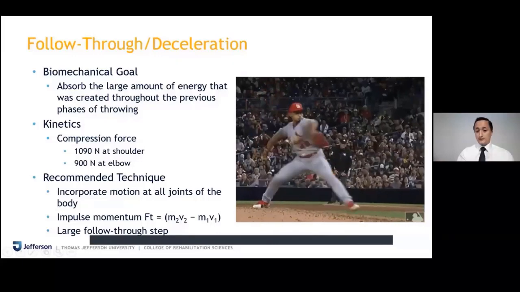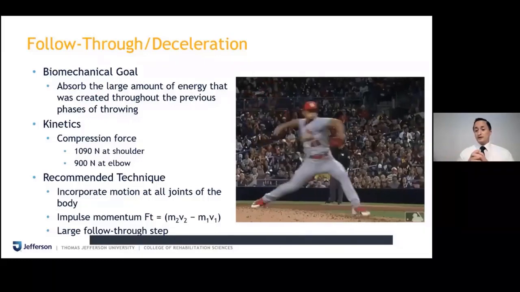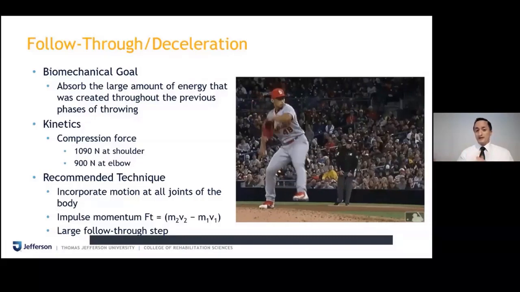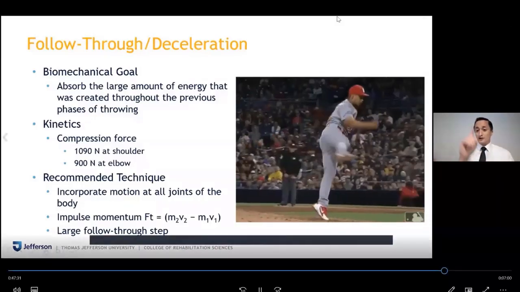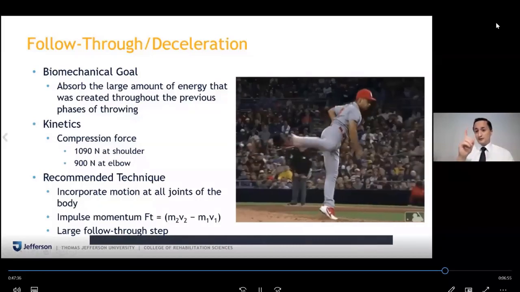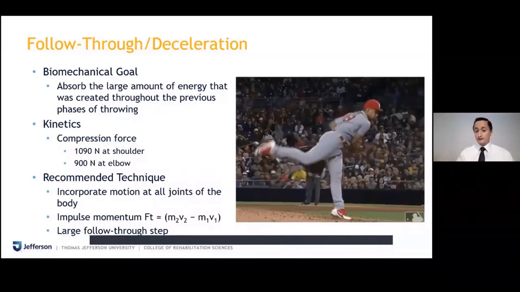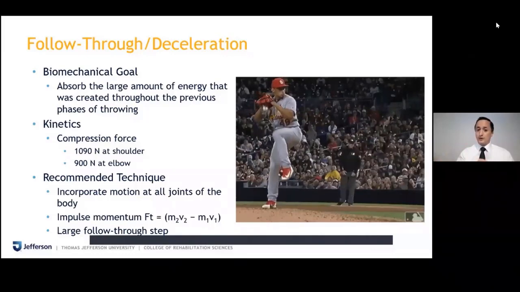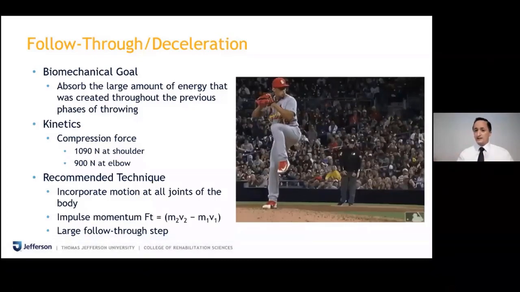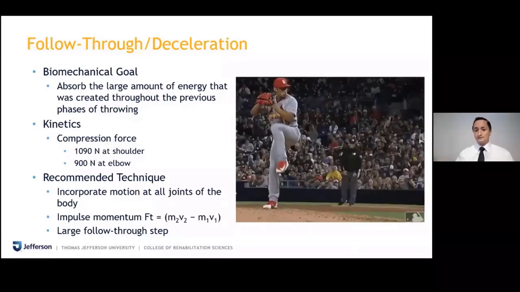So we have force and we have time. So we could choose to get that change in momentum over a large period of time, over a lot of joints, or a short period of time, right? And the difference is, if time is large, force will be low. If time is small, force is going to be high. So if we only use a couple joints to dissipate it, we're going to have high forces through those joints. All right. So what we want to do is utilize the whole body, have a big follow through step like Hicks does here, and really let all the joints absorb a lot of that energy.